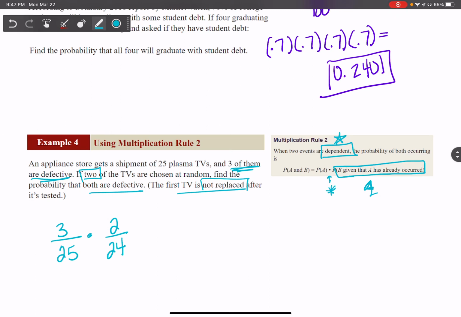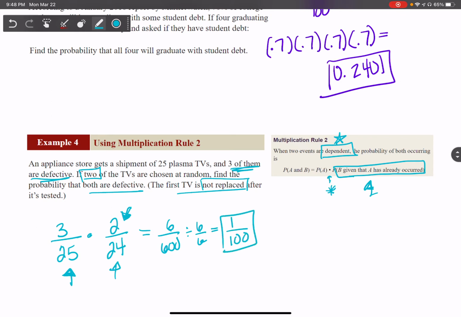Because there are 3 defective TVs out of that 25 total, the probability of the first being defective has to be 3 out of 25. Now that we found that first one to be defective, we don't replace it, and now we have 2 defective sets left out of 24 total. So we can use the second multiplication rule and multiply those out. We get 6 out of 600. We can reduce both sides by 6, and we end up with 1 out of 100.